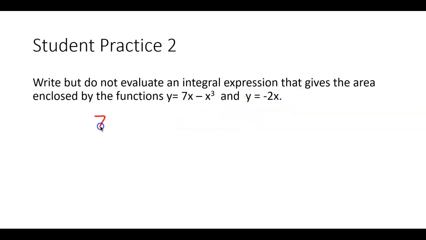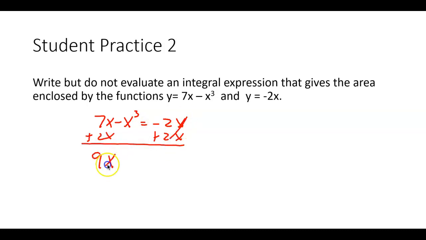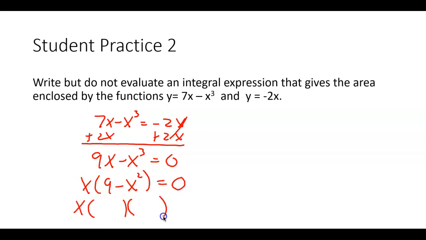Okay, so we start by finding those intersection points, setting them equal, adding that 2x over. Taking out an x. I'm going to go with a difference of squares approach there. This one gives me x equals 0, this one gives me x equals 3, and this one gives me x equals -3. So I've got two functions crossing 3 times, which means we have two separate areas.